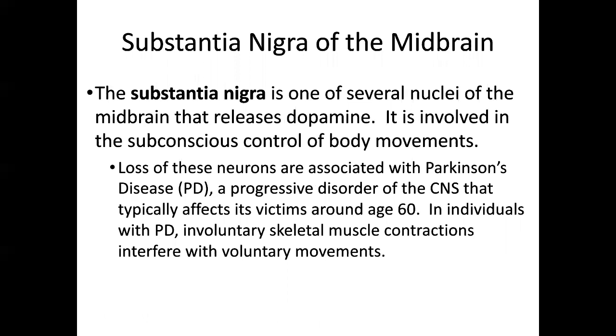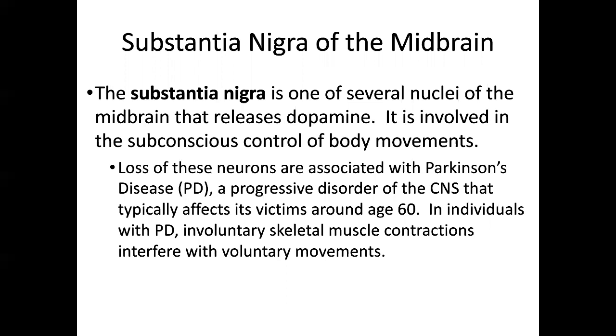One more part of the midbrain I wanted to talk about, which I talked a little bit about the other day, is what we call the substantia nigra. Substantia nigra is one of several nuclei in the midbrain releasing dopamine. There's that neurotransmitter we talked about the other day. Remember, I described it as like the feel-good chemical released during pleasurable experiences, addictive behaviors. Okay. We also described in that last lecture that dopamine is involved with subconsciously controlling body movements. And unfortunately, we talked a little bit about this, but it's a loss of these neurons associated with Parkinson's disease.